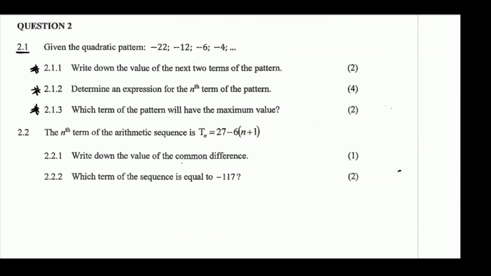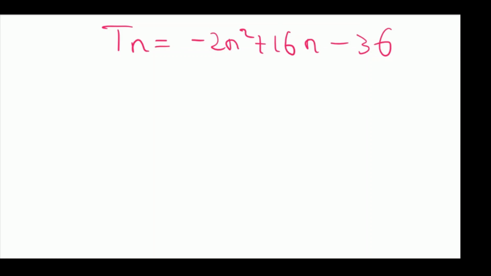In 2.1.3, we are asked to write down the term of the pattern which has a maximum value. So now we are asked to find a term that has a maximum value. What we need to do is first write our nth term, which is minus 2n squared plus 16n minus 36. To find the n value at its maximum, normally we use our turning point, which is equal to minus b over 2a. Why are we using our turning point? Because we're talking of a maximum value.